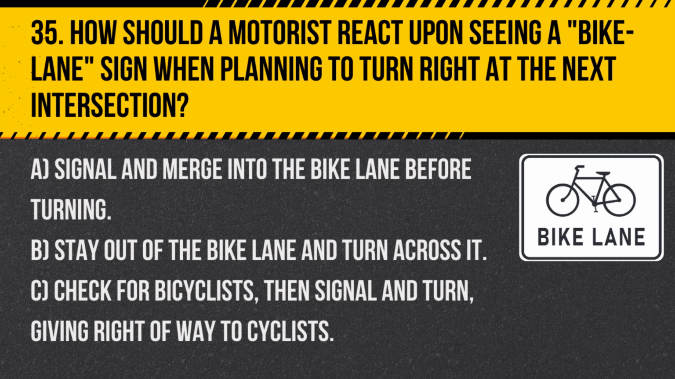B. Stay out of the bike lane and turn across it. C. Check for bicyclists, then signal and turn, giving right-of-way to cyclists.